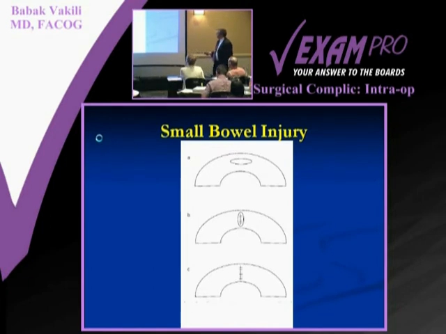So when we talk about transverse closure, if this is the axis of your bowel and you have a longitudinal incision, you convert it and just close it from here to there so the line ends up being across, okay? That's how you do it.